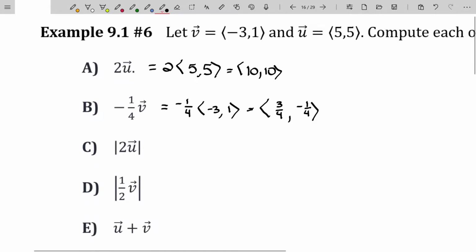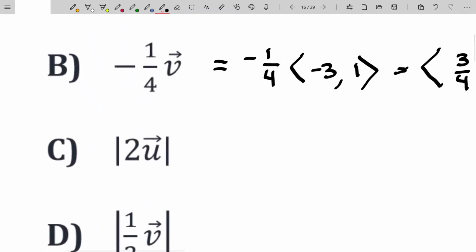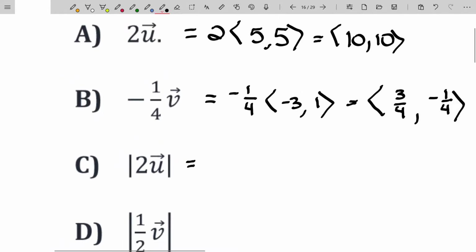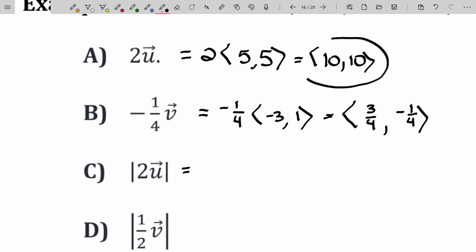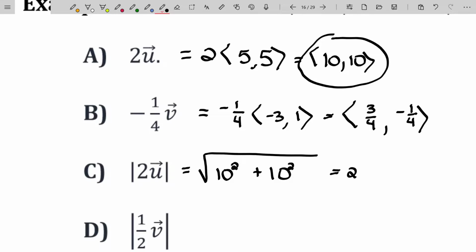All right, let's take a look at that magnitude of 2u. Now we've already computed 2u. It's right up here. So the magnitude of 2u is going to be the square root of the first component squared plus the second component squared. That is going to be 100 plus 100, or square root of 200, which is 10 root 2. 10 times the square root of 2.